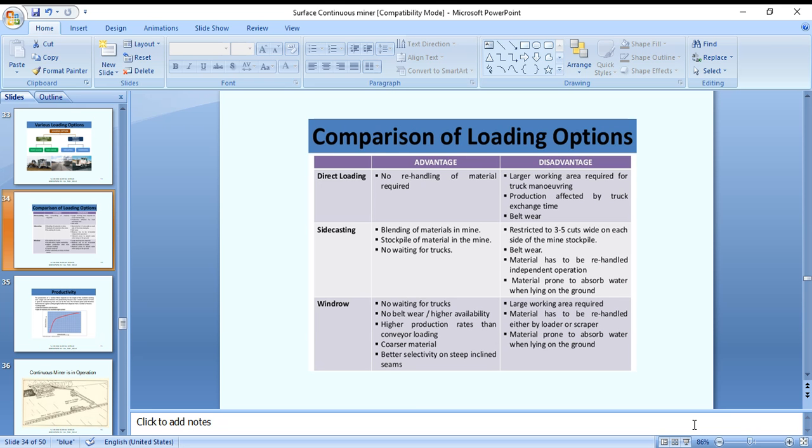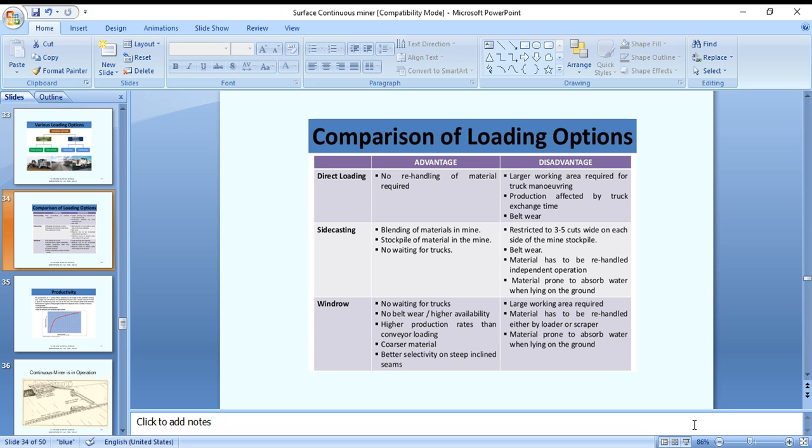For direct loading, there is no rehandling. But the discharge disadvantage is that the machine is a cyclic system, which means that since this is happening automatically, readiness is required. So continuous production is affected by the truck exchange time. A large working area is required for truck maneuvering because the machine is always moving, so working area supervision is more. So that is one disadvantage. But it is a no rehandling system, because after cutting there would otherwise be another payloader and other truck.